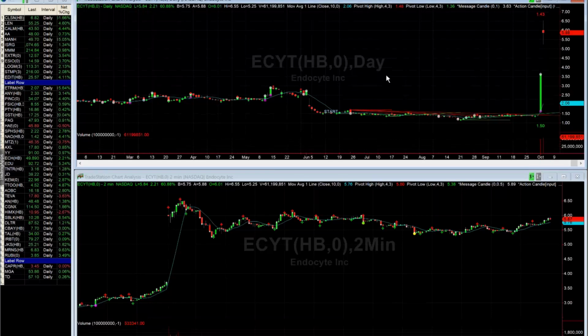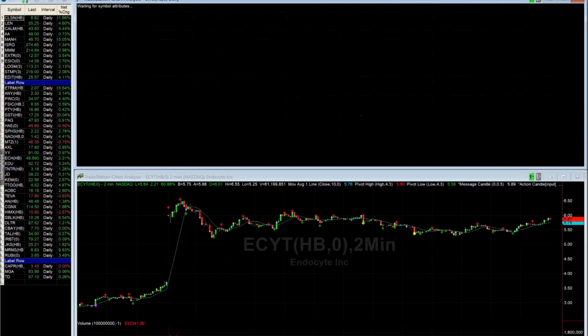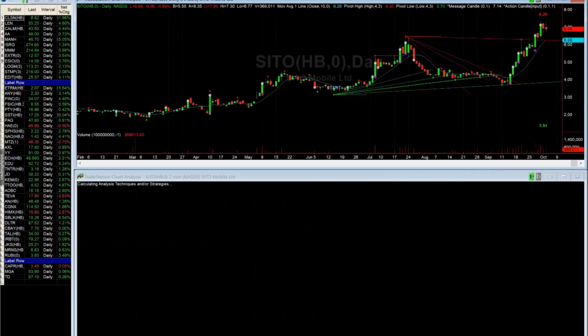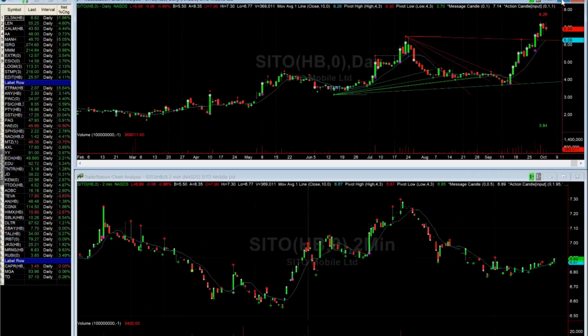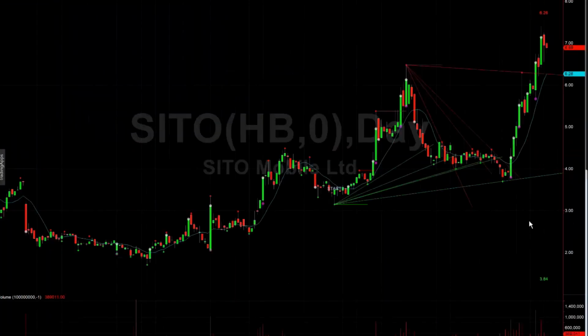Let's use that CAPR again. Actually, no, we'll do a different one. Let's try this one. This is SITO. And this time, instead of looking at the 2-minute chart, we're going to look at the daily chart. I want everyone to look for the action candles, pink dots. Okay, there's a few on here. So there was one here. There's one here, here, here, and here. I'll highlight them for you because they're a little bit hard to see.